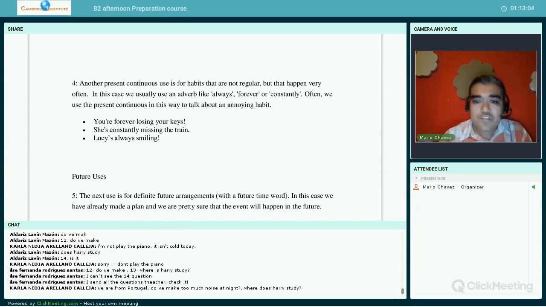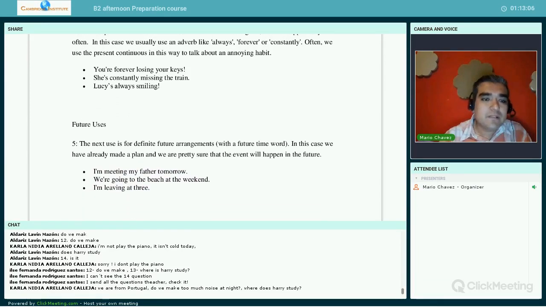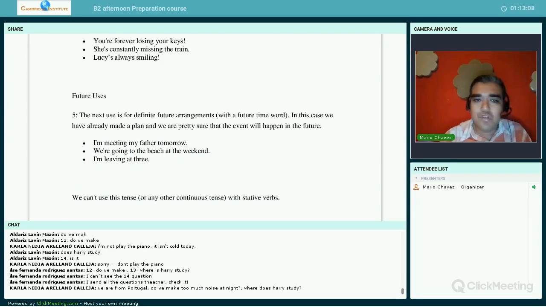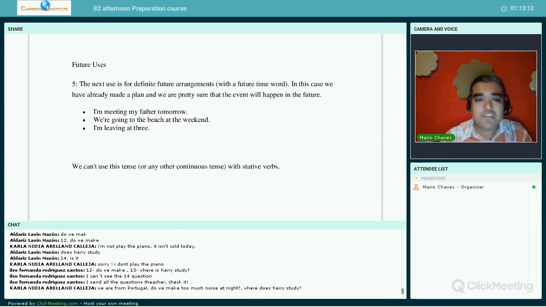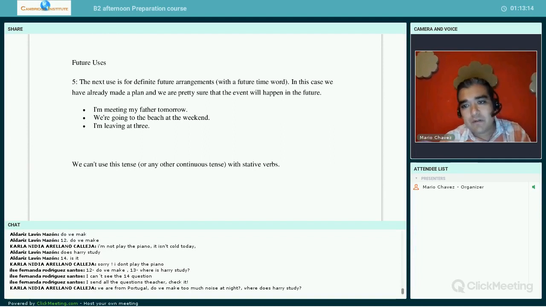Future uses. We also use the present continuous for a future use. The next use is for definite future arrangements. So we use the present continuous with this arrangement, right? We have arranged it. We have it clear. We have an appointment. It's for sure we're gonna do it. With a future time where, in this case, we have already made a plan and we're pretty sure that the event will happen in the future.